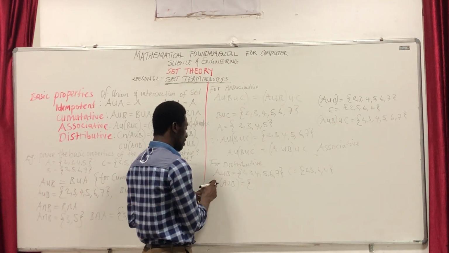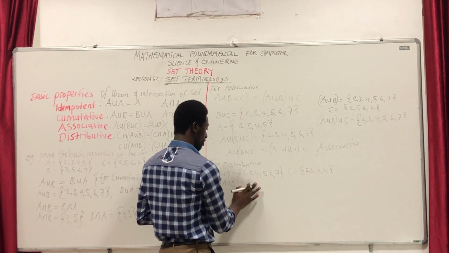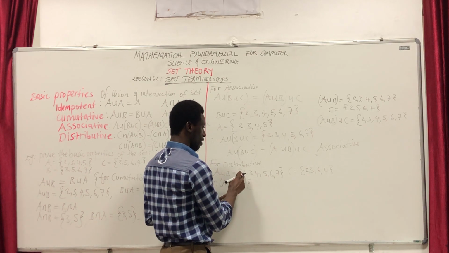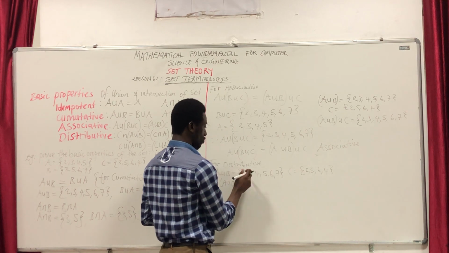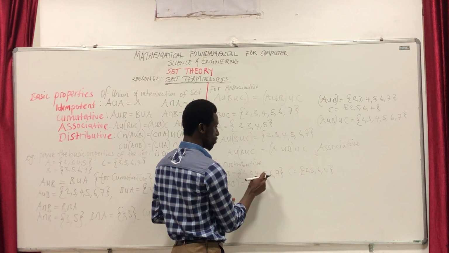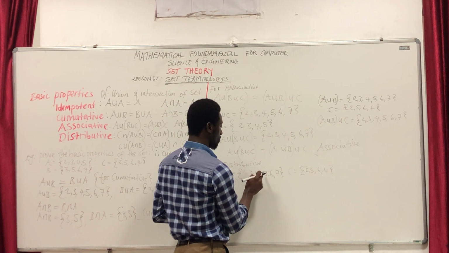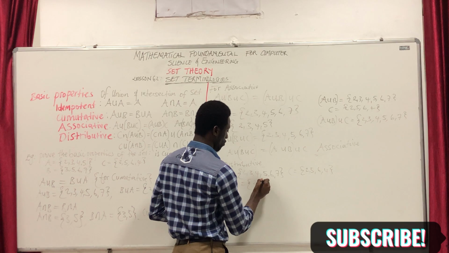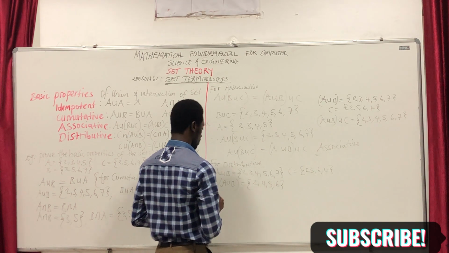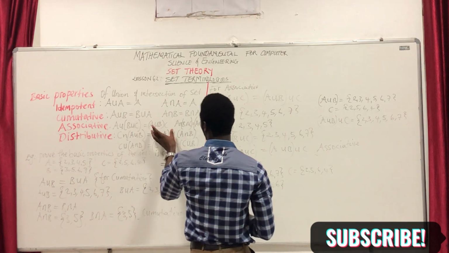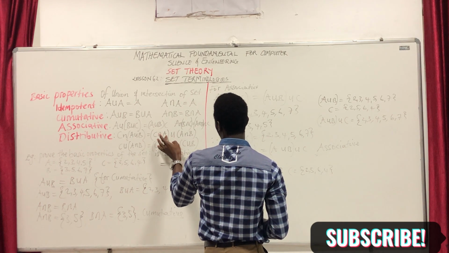So now C intercepts A union B. Here we find the common elements. That will be our results. The common elements for this A union B and this C. So the common elements here are 2, 4, 5, and 6. Okay. So now we checked for C intercepts A union this one.